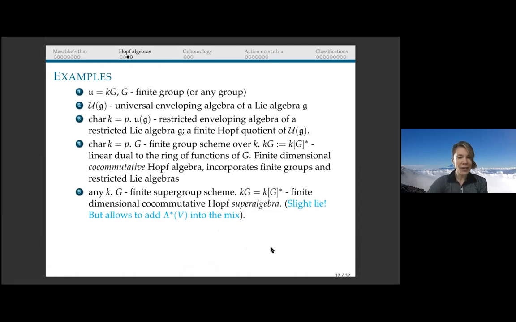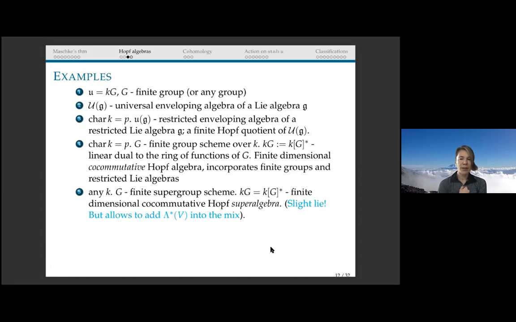Even more generally, one can consider a finite supergroup scheme. So basically, it's going to be a scheme in the category of super vector spaces. And then one does the same thing, looking at the algebra of functions, dualizing, and it's going to be a Hopf superalgebra.